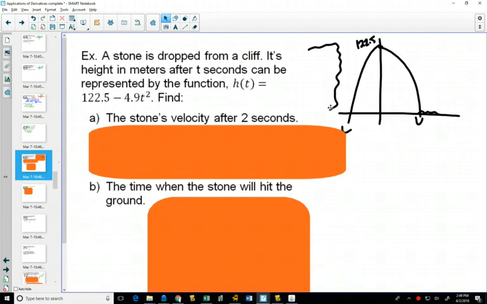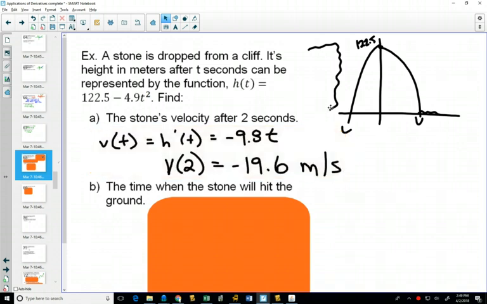Now, something is going to happen in this question that maybe you haven't noticed, especially when you did your grade 11 questions, but let's look at this. Stone's velocity after 2 seconds. Now, when we take the derivative, we get the derivative of the height, which is the velocity, as negative 9.8t. So if you plug in 2, because it's after 2 seconds, it's going to be going negative 19.6 meters per second. And that negative means that it's going in the downwards direction.